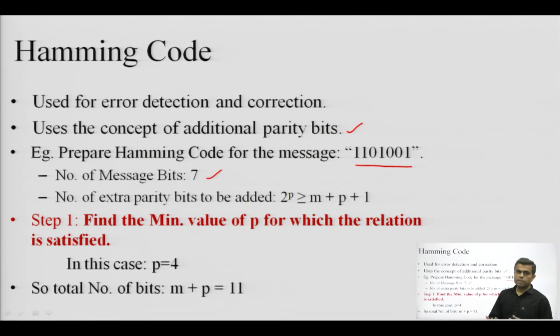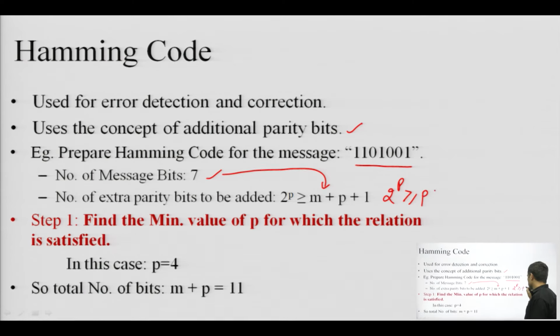So, how many extra parity bits are to be added? Is it random, 1, 2, 3, or is there any formula? There is a formula for this: 2 raised to power p should be greater than or equal to m plus p plus 1. If I replace m by 7, this formula becomes 2 raised to power p greater than or equal to p plus 8. So, using this formula we have to find the minimum value of p for which this relation is satisfied.